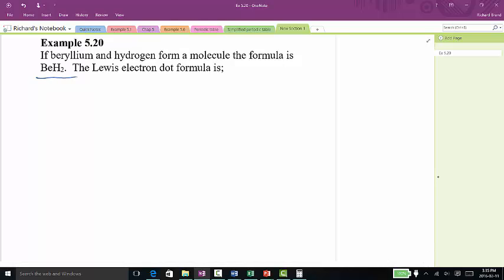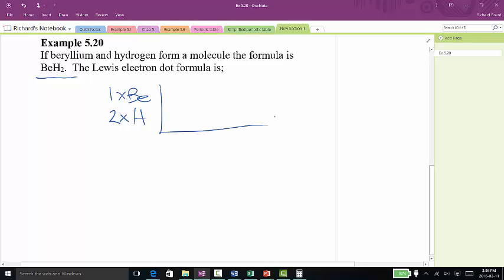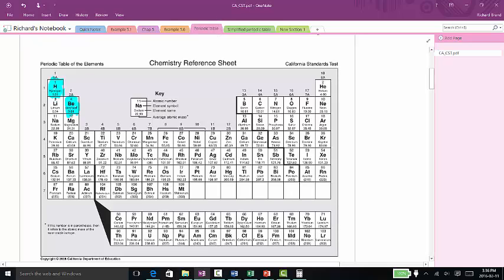So, to do my electron tally, we have one beryllium atom and 2 hydrogen atoms in this molecule. Looking at a periodic table, you see that beryllium is in group 2A and hydrogen is in group 1A. This means beryllium has 2 valence electrons and hydrogen has 1 valence electron.